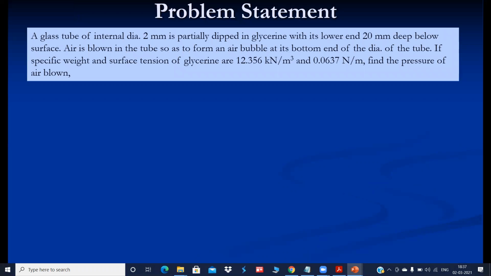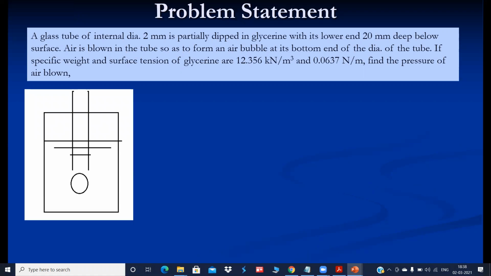So the first numerical: a glass tube of internal diameter 2 mm is partially dipped in glycerin with its lower end 20 mm deep. So this H is given, that is 20 mm deep below the surface. This is a glass tube. It is partially dipped in glycerin, so this portion is filled with glycerin in the container, and the glass tube is obviously open at both ends. Its depth is given, that is H is equal to 20 mm.